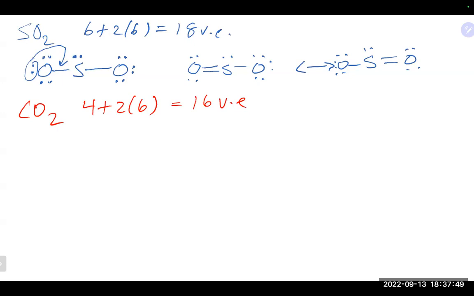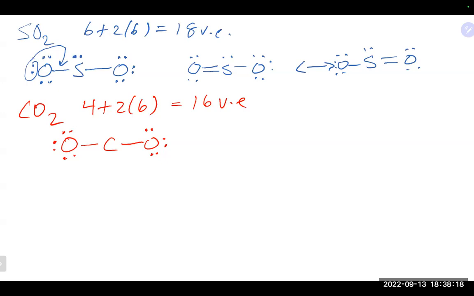Carbon, once again, will be in the center as it is less electronegative. Oxygen to the sides, single bond to each of the oxygens. That is 4 electrons. On the outside here, we'll put the rest. So that is 2, 4, 6, 8, 10, and 12 electrons, along with our 2 bonds in the middle, is our 16 electrons.